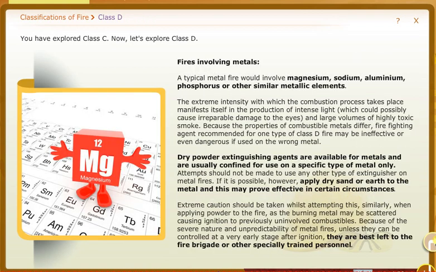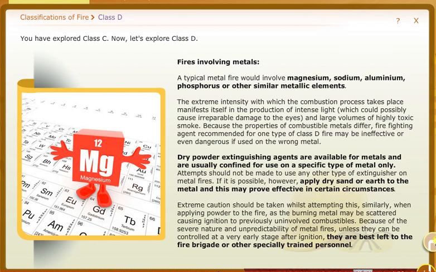You have explored Class C. Now, let's explore Class D. Fires involving metals. A typical metal fire would involve magnesium, sodium, aluminium, phosphorus, or other similar metallic elements. The extreme intensity with which the combustion process takes place manifests itself in the production of intense light, which could possibly cause irreparable damage to the eyes, and large volumes of highly toxic smoke.